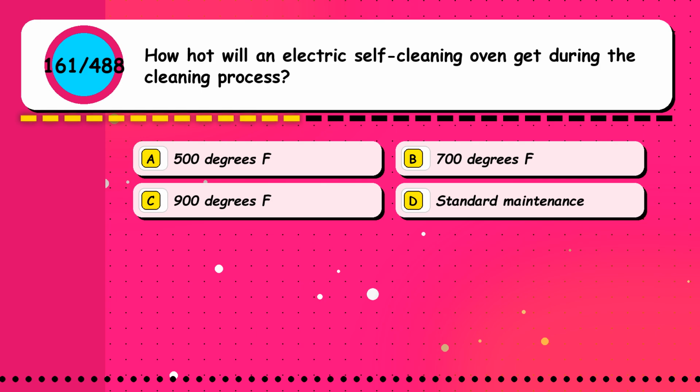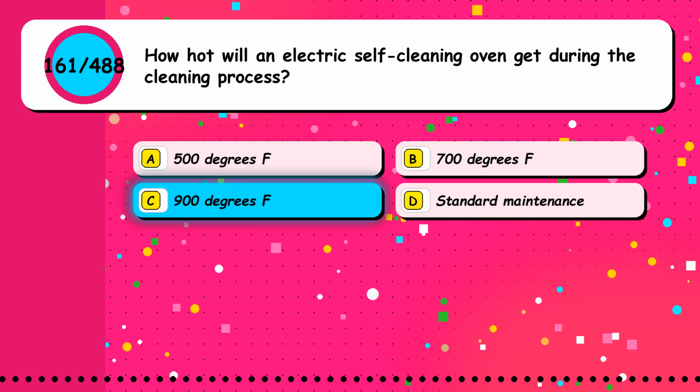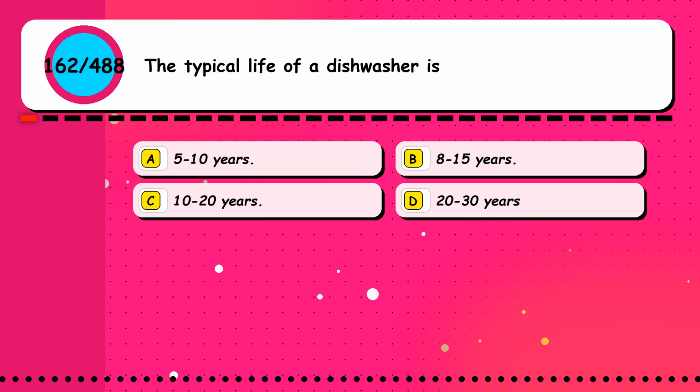Option A, 500 degrees Fahrenheit. Option B, 700 degrees Fahrenheit. Option C, 900 degrees Fahrenheit. Option D, standard maintenance. The correct answer is option C, 900 degrees Fahrenheit. Question 162.